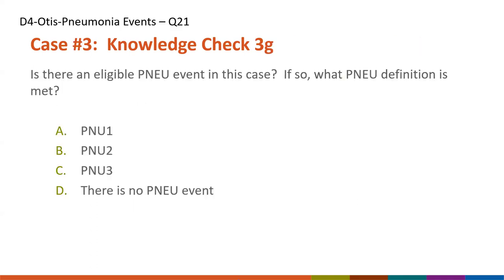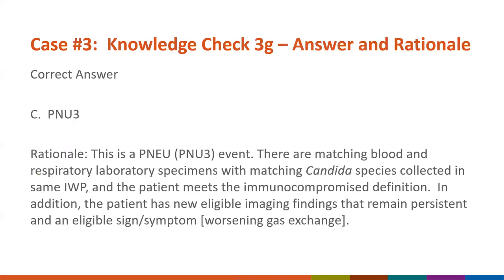All right, let's move along to knowledge check 3G. Is there an eligible new event in this case? And if so, what new definition is met? We have option A, new 1, B, new 2, C, new 3, or D, there is no new event. And overwhelmingly, it looks like 89% are saying new 3. Great job, everyone. That is the correct answer.